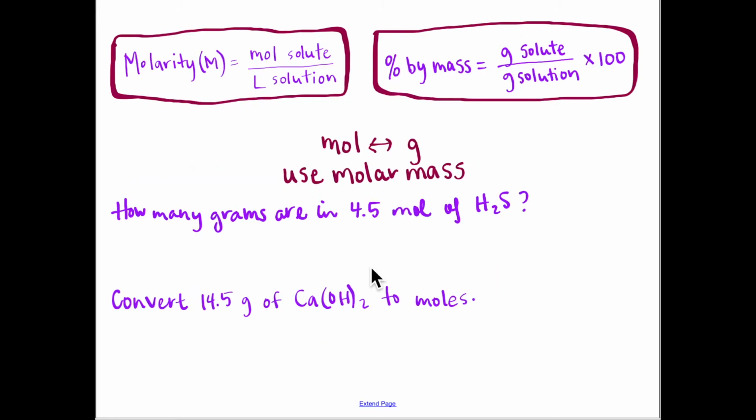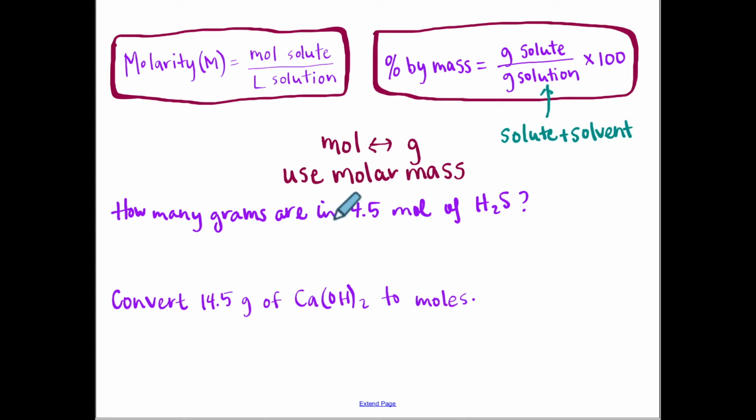The equations that you're going to need to do this lesson are on this page. Molarity, which is abbreviated with a capital M, is equal to the moles of solute divided by the liters of solution. The second equation is for percent by mass. You take the grams of the solute divided by the grams of the solution times 100 to make it a percentage. The solution is the solute plus the solvent.